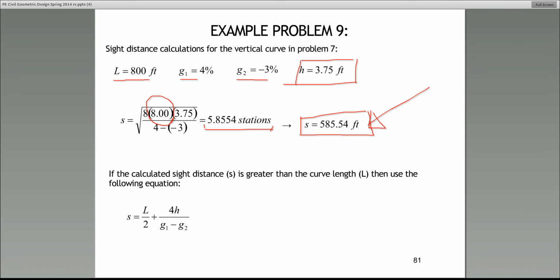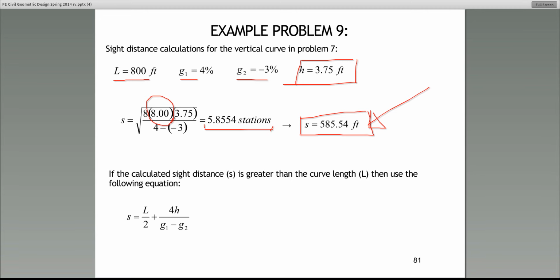This is the minimum sight distance for this vertical curve. So we calculate that, and then they may say, is this curve safe? Well, this is how you decide. If this S value that we just calculated is smaller than the length of the curve, then that curve is indeed safe. Now, this S came out to be 585. The length of the curve is 800 feet, so we are fine.